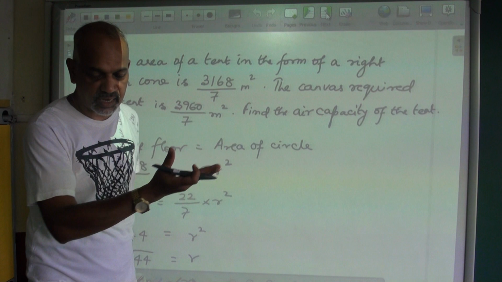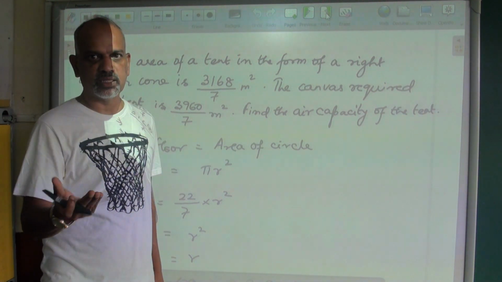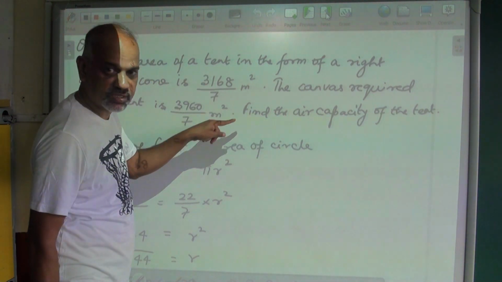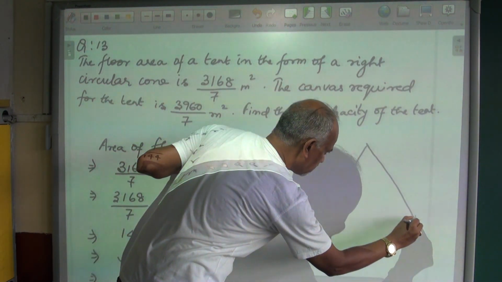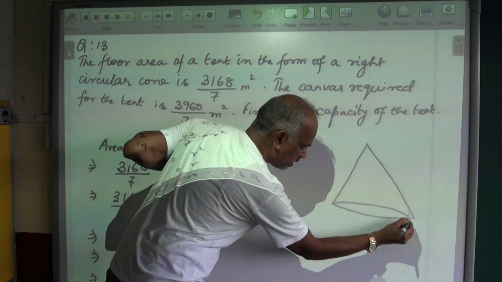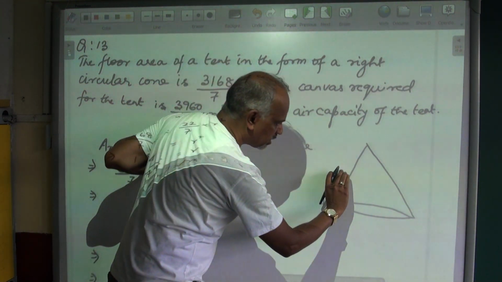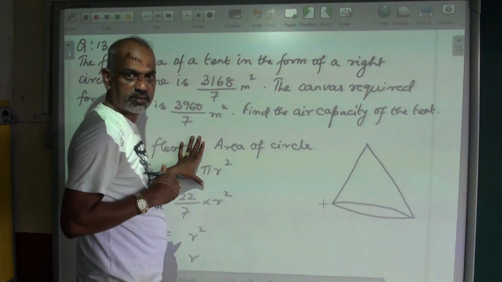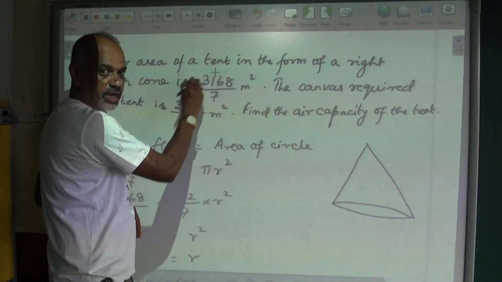Floor area, as I said, the floor of the tent, which is a cone, is in the shape of a circle, which means this is the area of a circle. I'll just draw and show you. See this. If this is your tent, this is the floor area, which is a circle, and this portion is where you will use the canvas to make the tent, which is the curved surface area. So first case, you know the floor area.